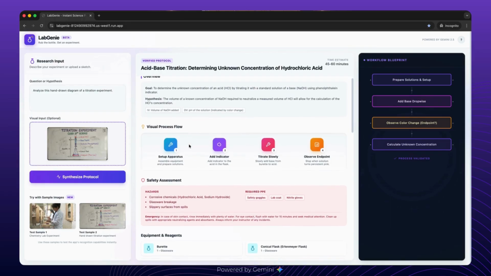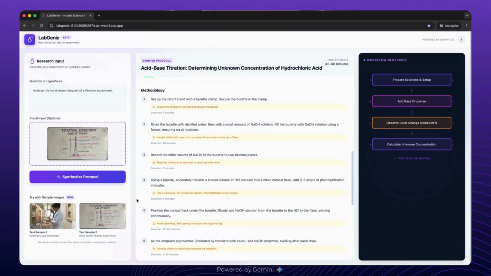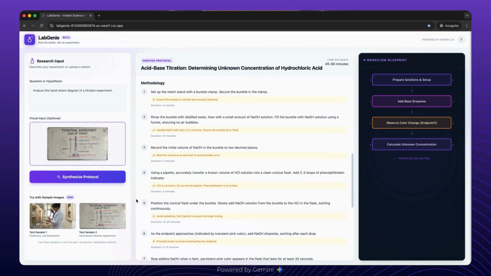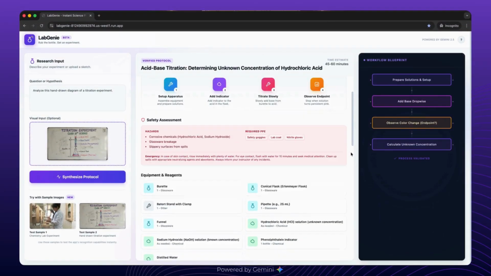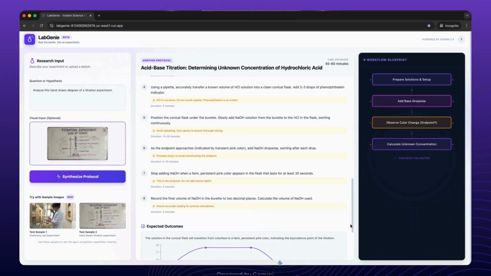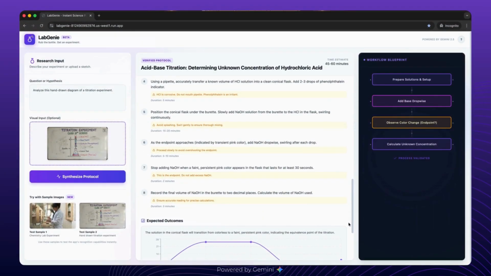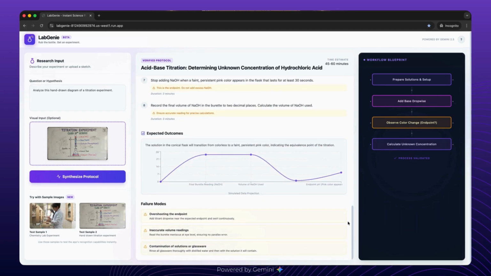No more guessing. LabGenie delivers 4 things that guarantee success: the full methodology, step-by-step instructions for your specific experiment, guaranteed safety, immediate warnings, and required PPE for handling the reagents, predicted outcome. Look, it shows us the exact titration curve we should expect. Error prevention. It flags the top failure modes, over-titration, and air bubbles before you make them.